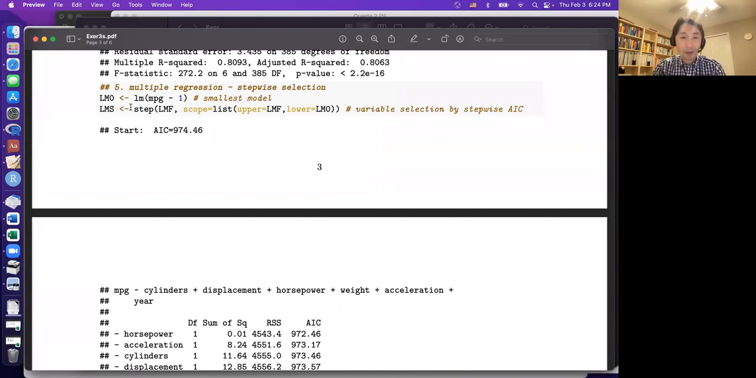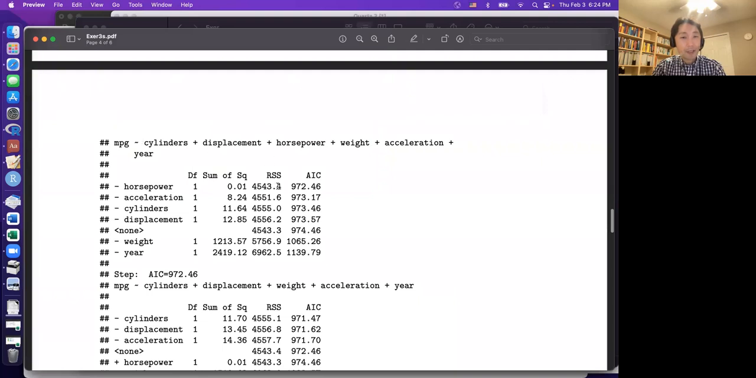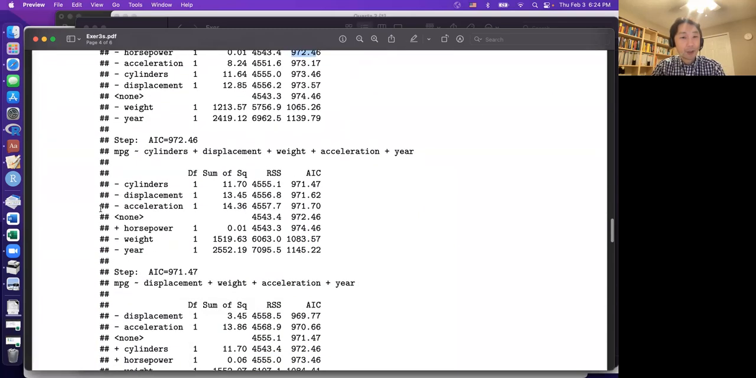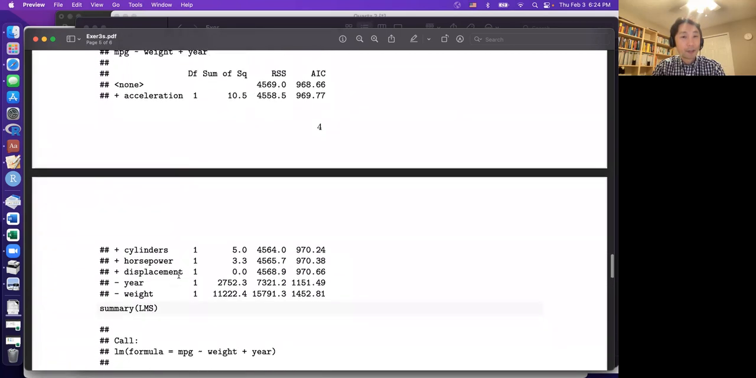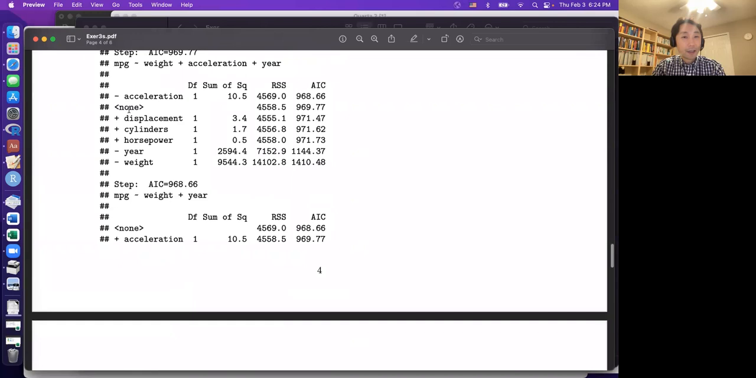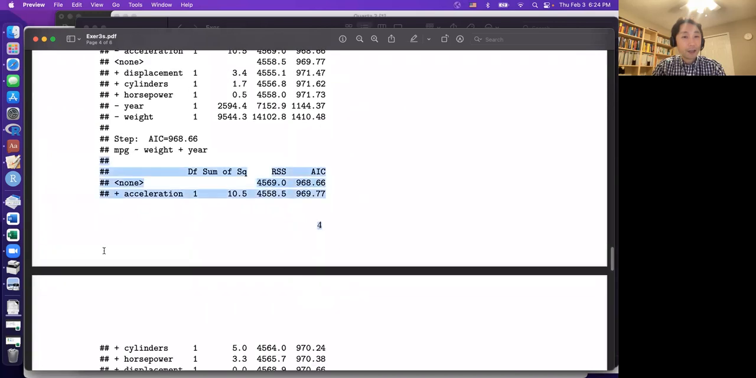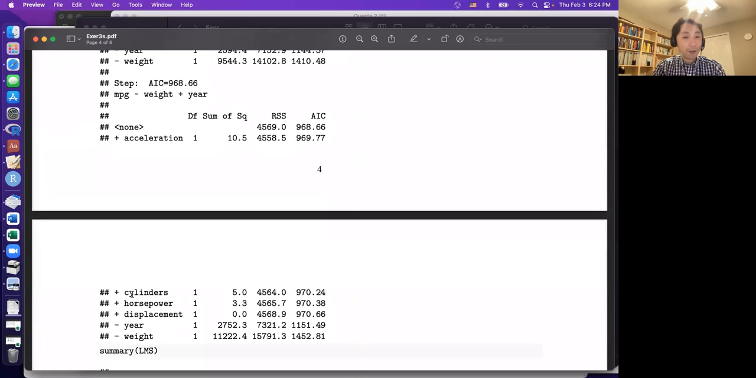Yeah, so in 5030, we only covered maybe step. I think this may be covered. So we can see the result here. Starting with the full model, if we drop the horsepower, then the model's AIC is smallest. That means the test performance is expected to be best. Then we drop another variable, and another, and so on. And drop acceleration.